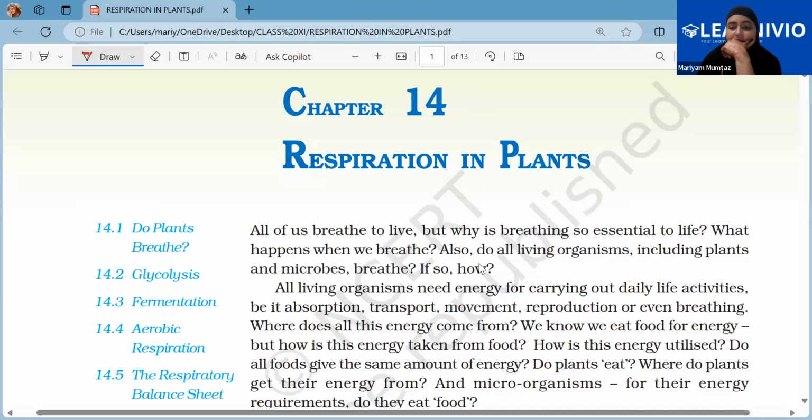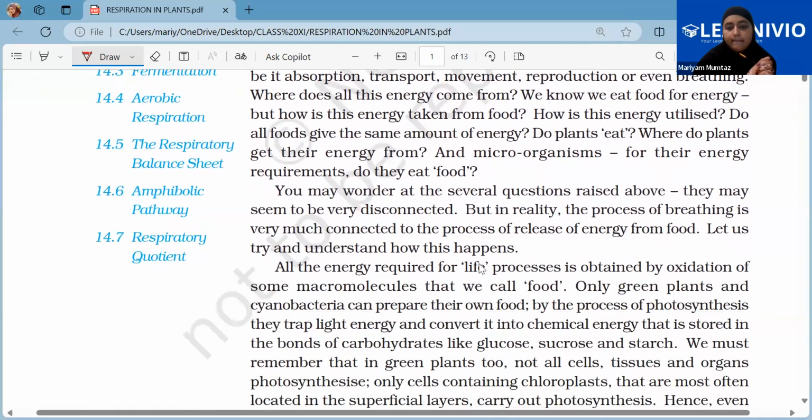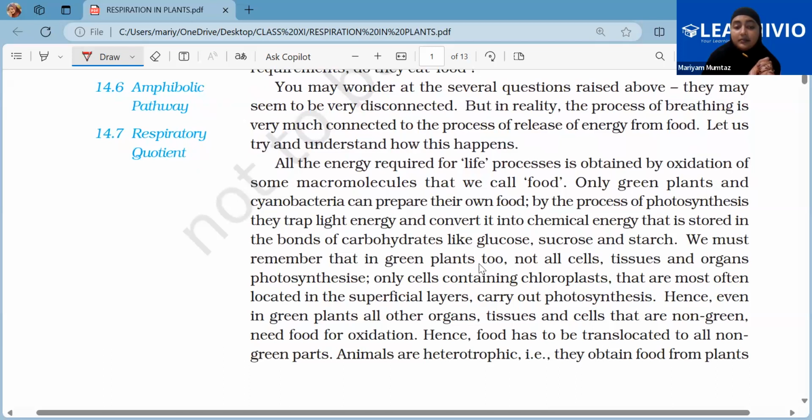Why is breathing so essential to life? What happens when we breathe? Okay, wait. The main thing starts from here only: all the energy required for life processes.